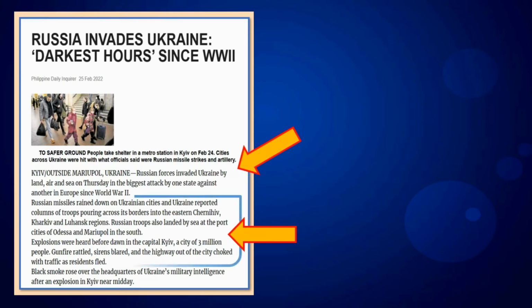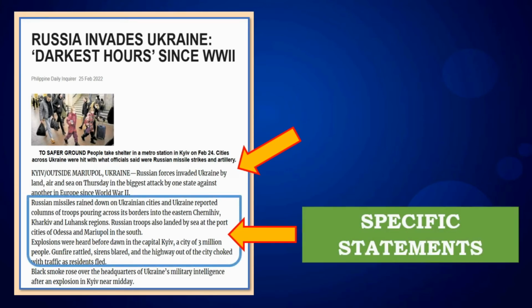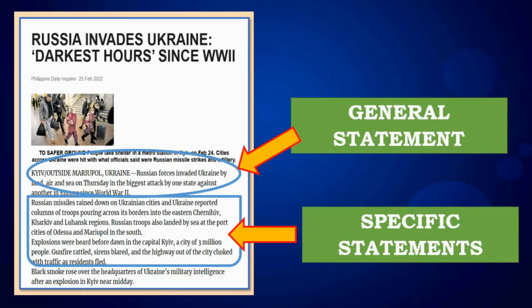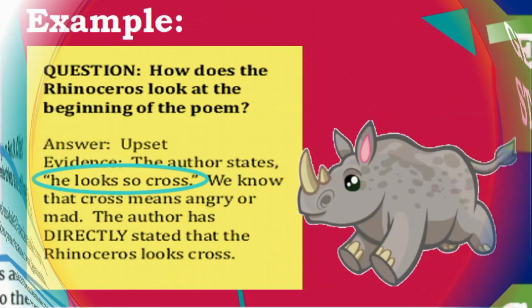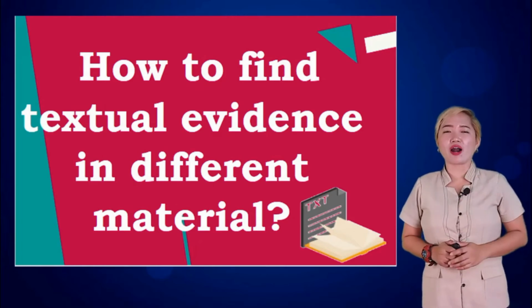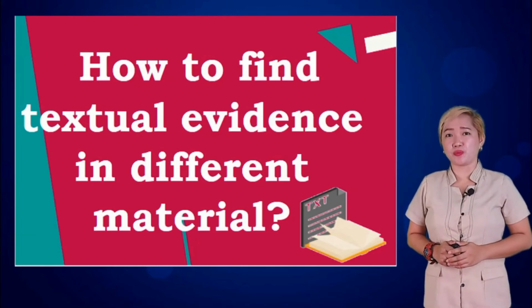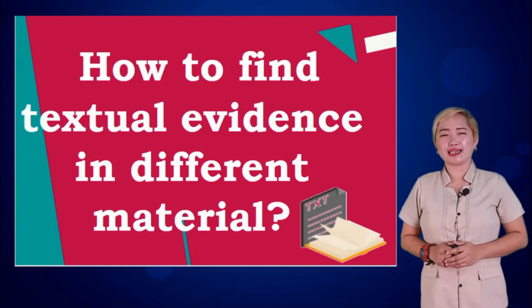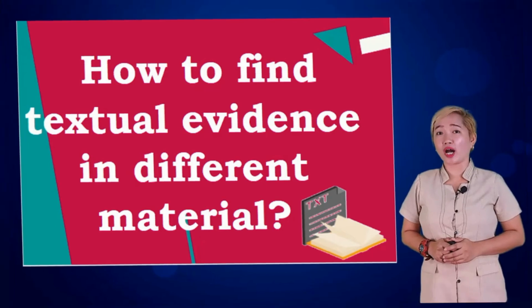In the article that we read earlier, the specific statements found in the body of the article serve as the textual evidence that supports the general statement found at the beginning of the article. How do we find textual evidence in different reading texts or reading material? These are the following guides that you may follow. Let's discuss them one by one.